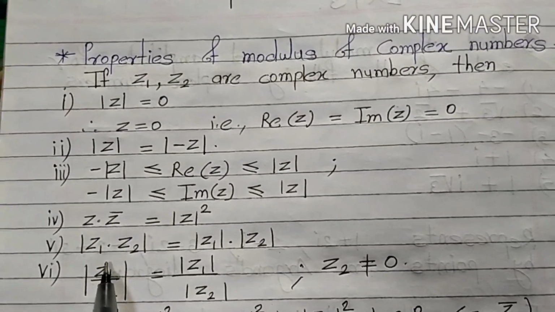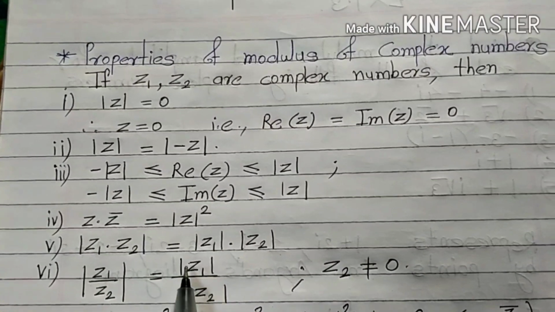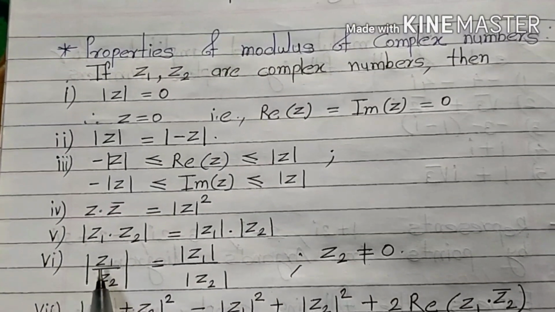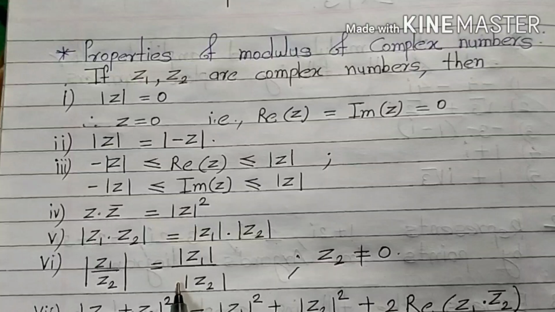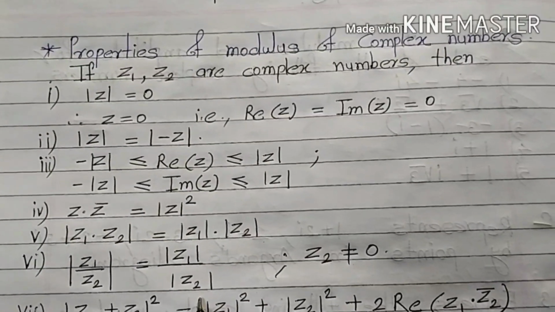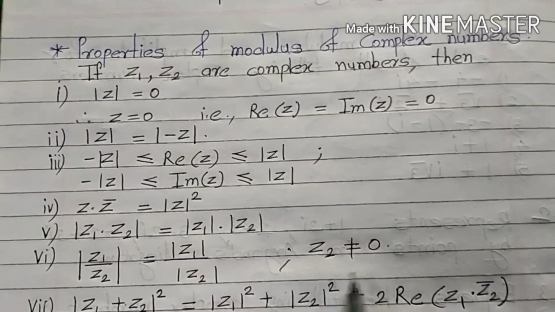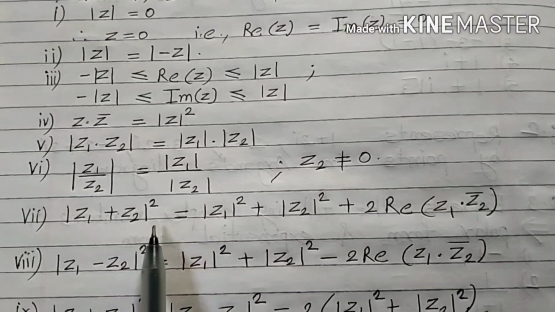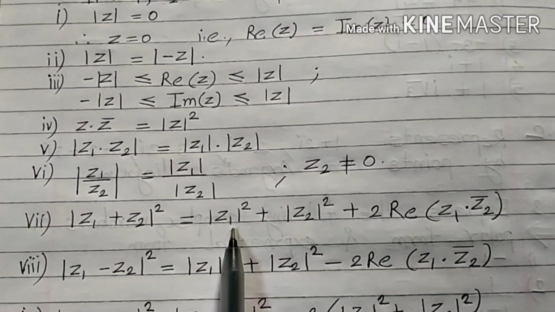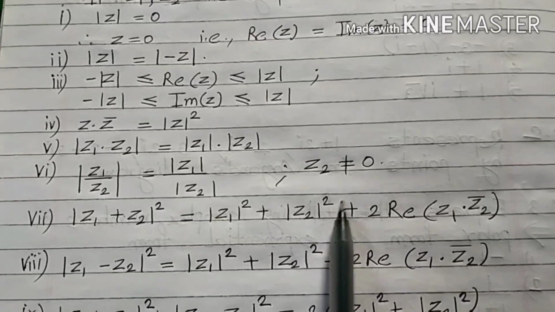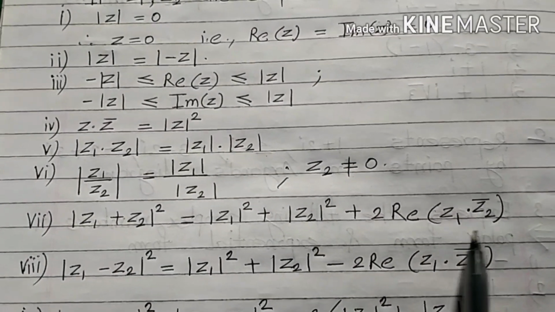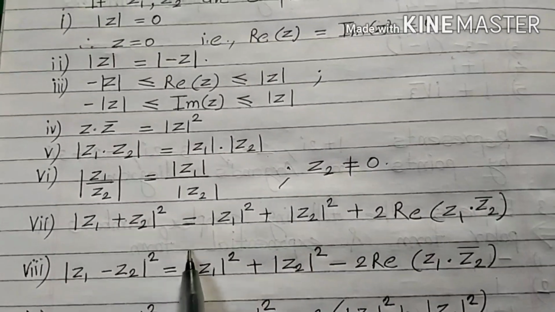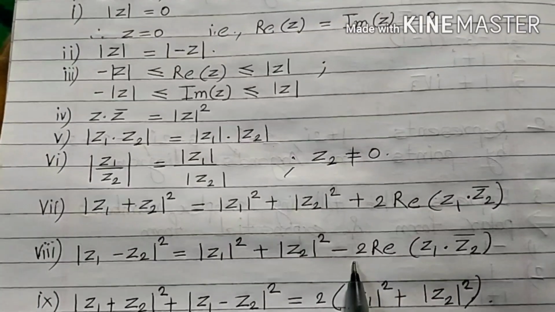Fifth property: modulus of z1 into z2 is equal to modulus of z1 into modulus of z2. Sixth property: modulus of z1 upon z2 is equal to modulus of z1 upon modulus of z2, where z2 is not equal to 0. Next property: modulus of z1 plus z2 square is equal to modulus of z1 square plus modulus of z2 square plus 2 into real part of z1 into z2 bar, which is similar for z1 minus z2, here only changing the sign.